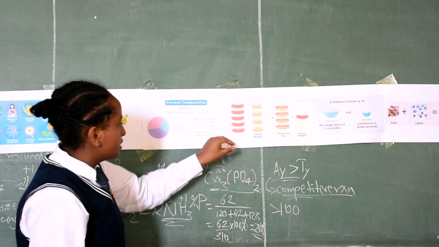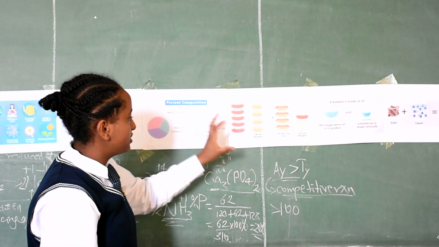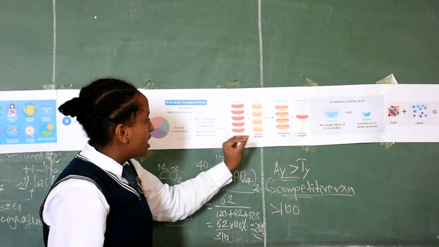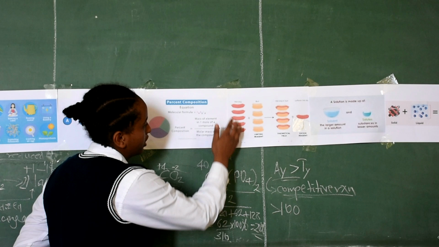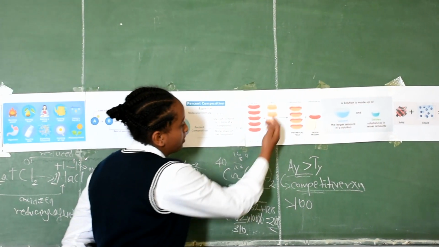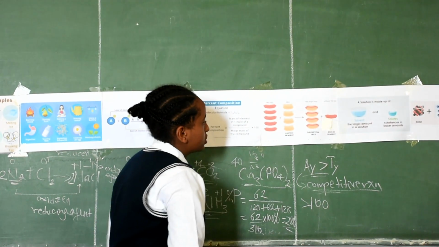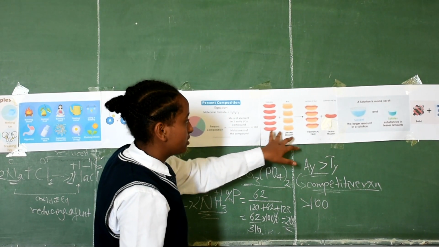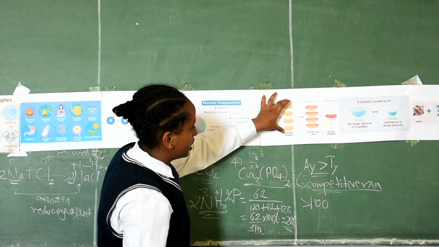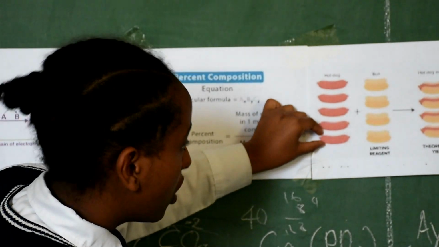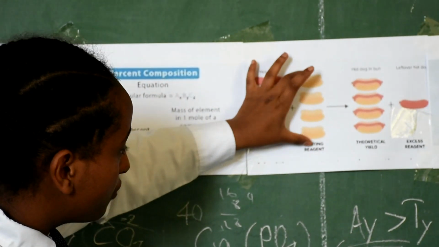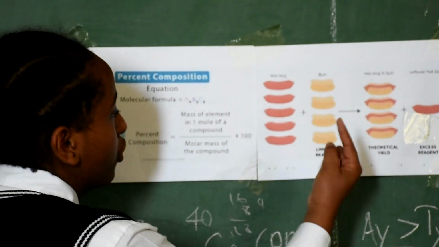Here we can see, for example, to understand what a limiting reactant, an excess reactant, and a theoretical yield mean, we've got 5 hot dogs here, but we've got 4 buns here. So, which one is the limiting reactant? The buns, because they are 4 in number. There is an excess amount of hot dogs here because there are only 4 buns. 1 hot dog for 1 bun.